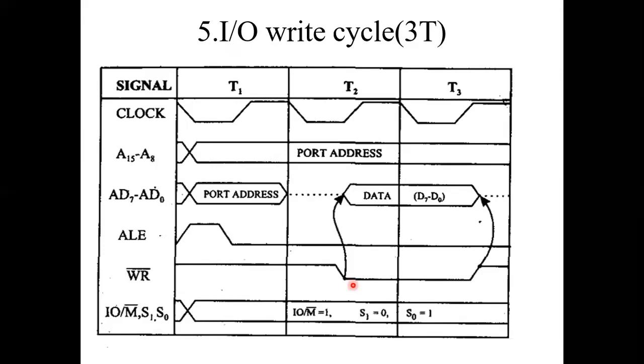Here they are using a port address for input output operations. They are not using the data address like that; they are using the port address. So AD15 to AD8 is the port address, AD7 to AD0 is the port address and data, with ALE. Then write, and input output operations like that we can define.